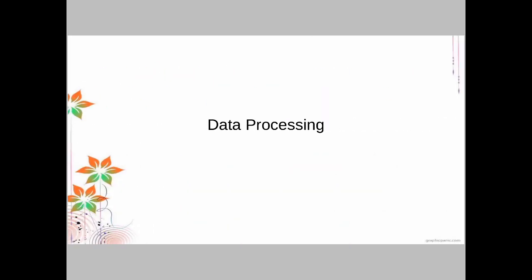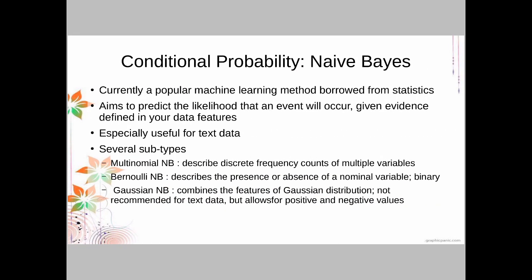Okay, so that's for a review of statistics. So let's go back to some other data processing tools in data science. In data science, one of the ways to analyze data is through machine learning. One popular machine learning method is conditional probability through naive Bayes. Basically, this method aims to predict the likelihood that an event will occur given evidence defined in your data features.